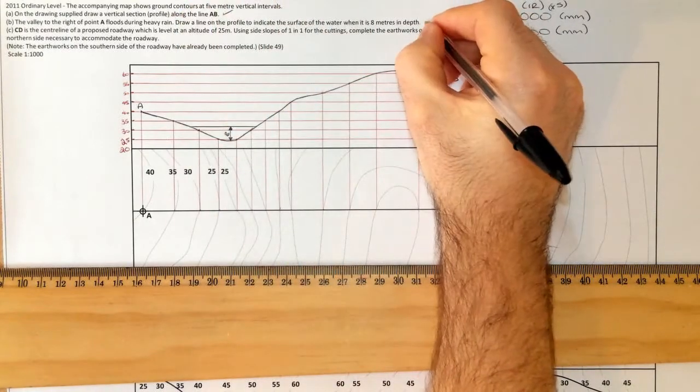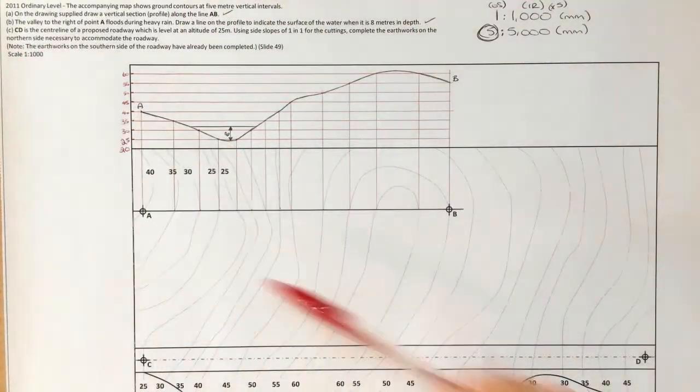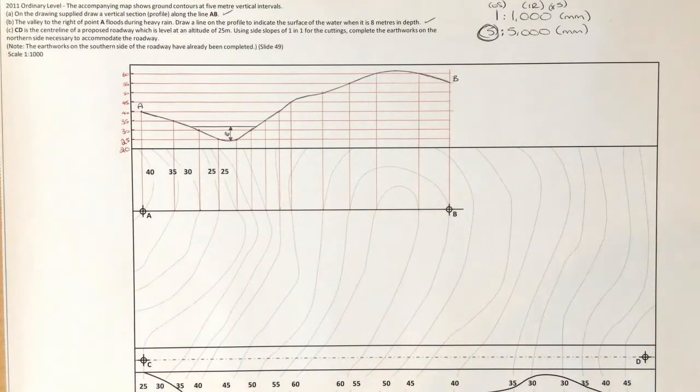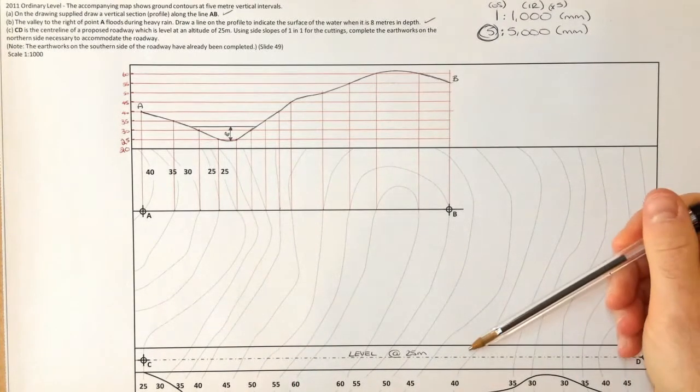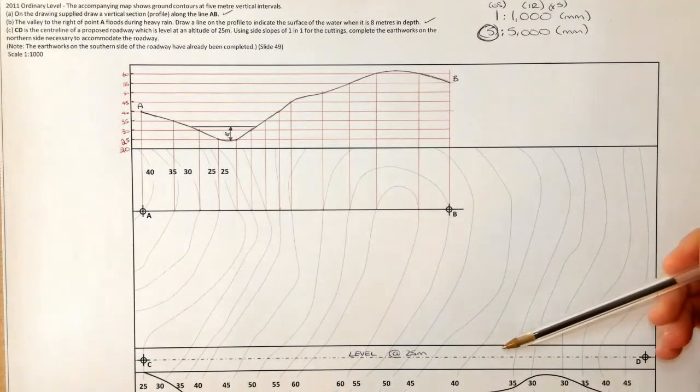Now, what we have to do is the last part. CD is the centre line of a proposed roadway which is level at an altitude of 25 meters. Okay, so C to D is level at 25 meters. Now, if we look at the actual road itself, the southern side of the road is done, the northern side isn't. But the road itself seems to be a lot lower if we look at the topography around the land, 25, 30, 35, 40. The land all around the road is higher than the road's height, okay? That means because it's higher than the road, we're going to be doing cuts, okay?